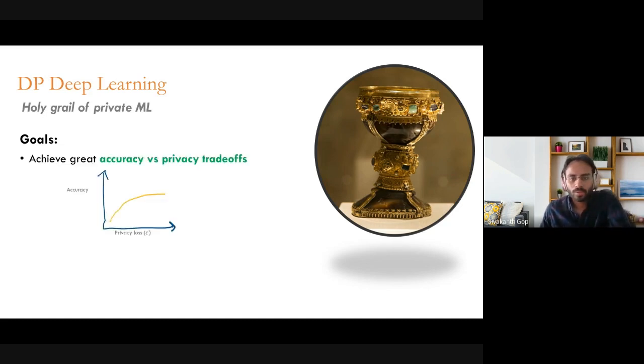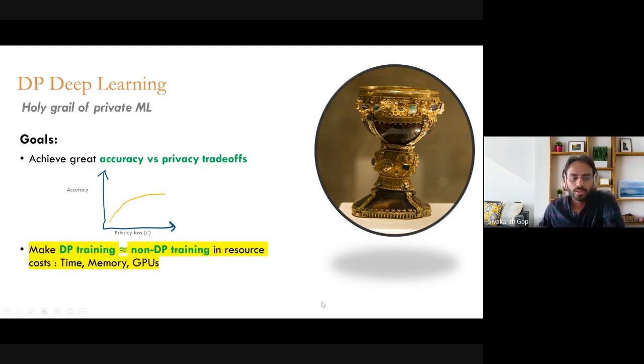So there are two main goals in this area. The first thing is, how do we achieve good privacy versus accuracy trade-offs? As you can see, every differentially private algorithm will have this trade-off. If you are willing to incur more privacy loss, you can get more and more accurate. So there is this tension between how much privacy you're leaking versus how much accuracy you can get, and the main goal of this area is to improve this trade-off curve.